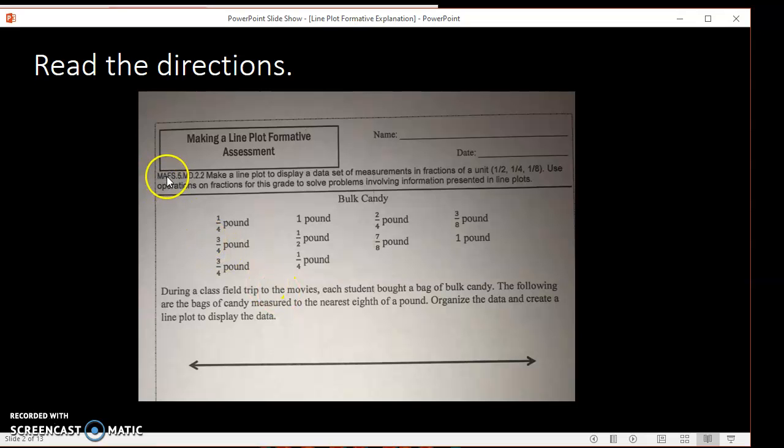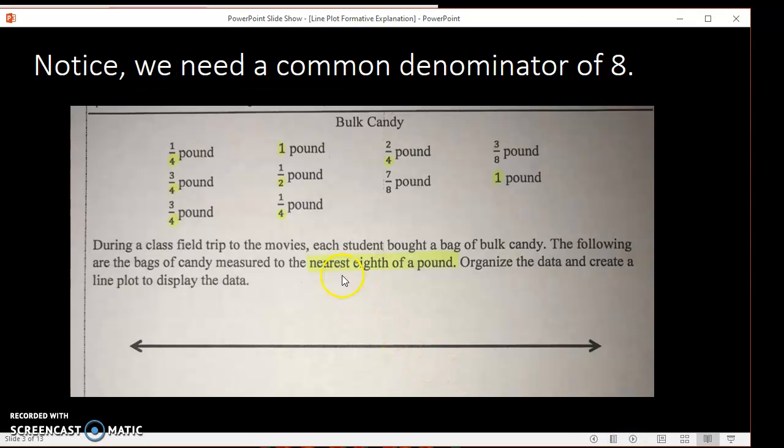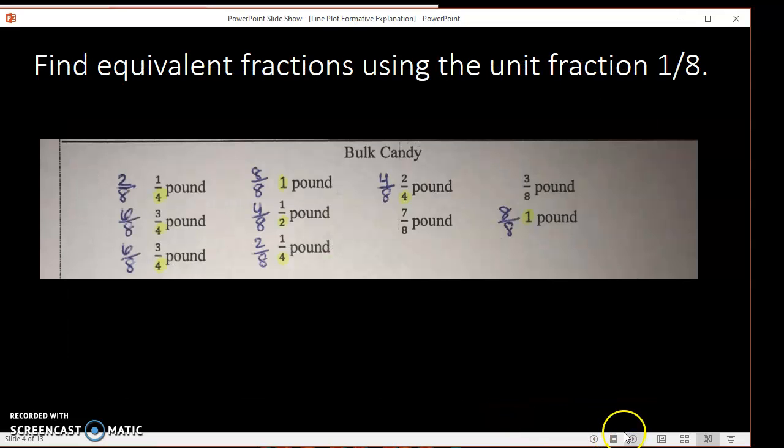So notice our standard up here. Here's the data points that we're working with, and here's a line that we're going to use for our plot in a moment. So first I want you to notice that the problem asks for us to use the nearest eighth of a pound. So this tells us that we need a denominator of 8. So two of our data points already have an 8 for denominator, but we need to make the other ones in the same unit fraction. So that's what we're going to do first.